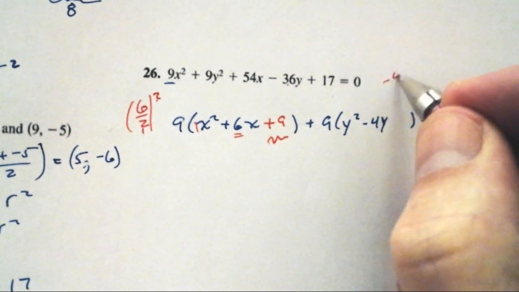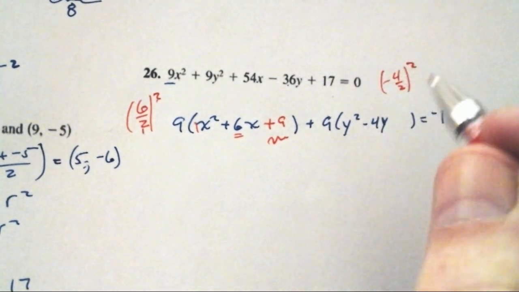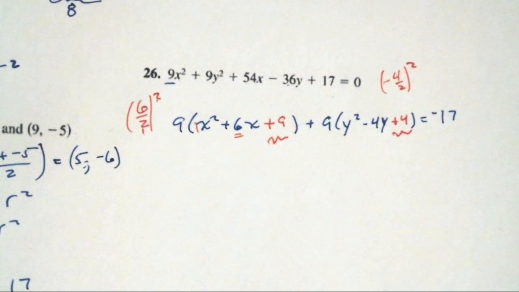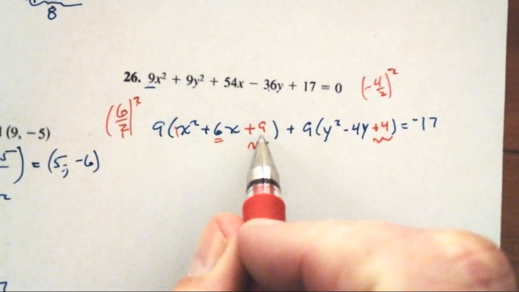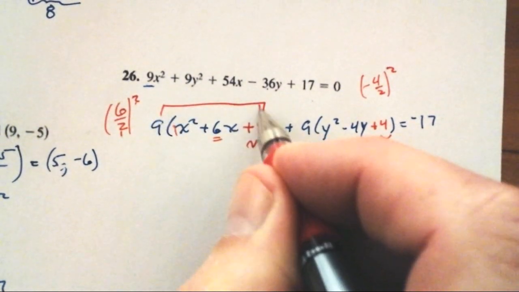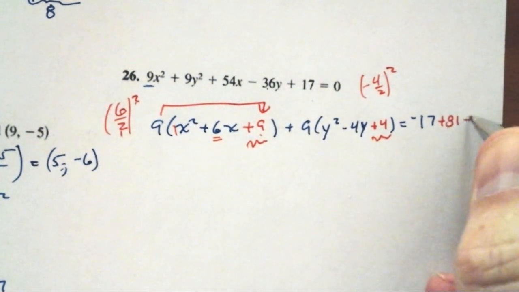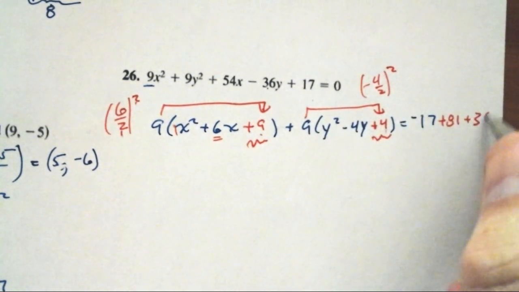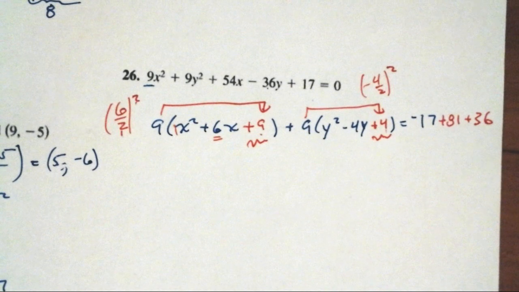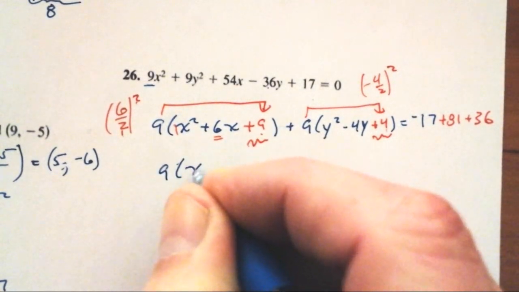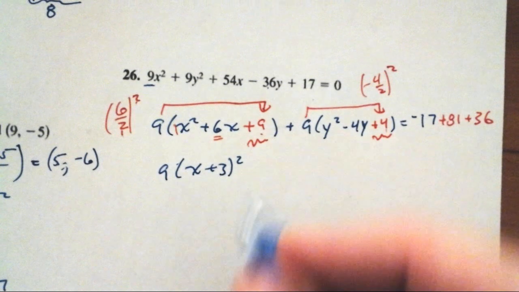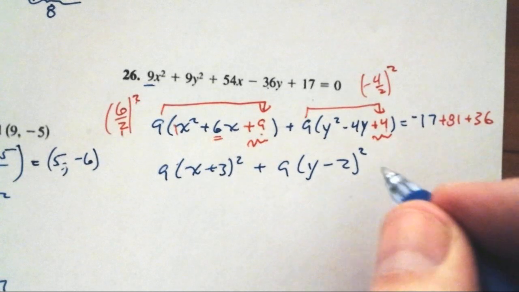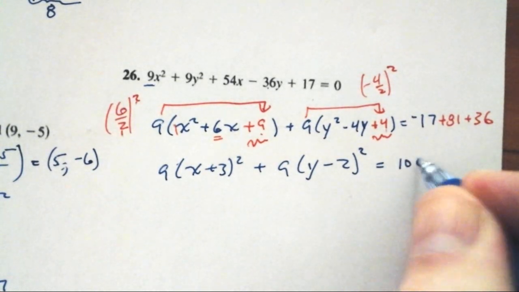Half of negative 4 is negative 2, squared is positive 4. I put in plus 4 here. That value was not there, so I have to balance for that. But I didn't really add 9 to this side. I really added 81. And I didn't really add 4 to this side. I really added 36. So you need to be careful with that. So I've got 9 times (x + 3)² plus 9 times (y - 2)², when I factor that, equals, this is conveniently 100.